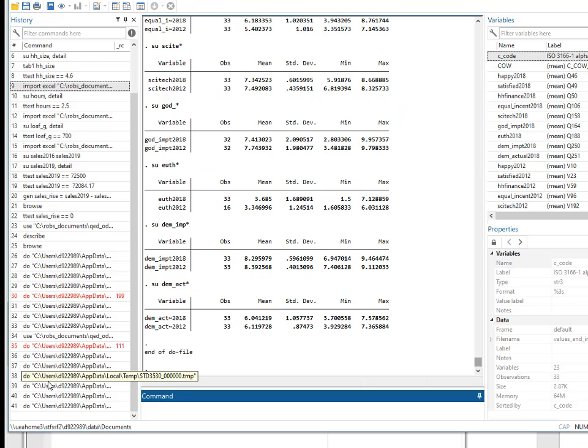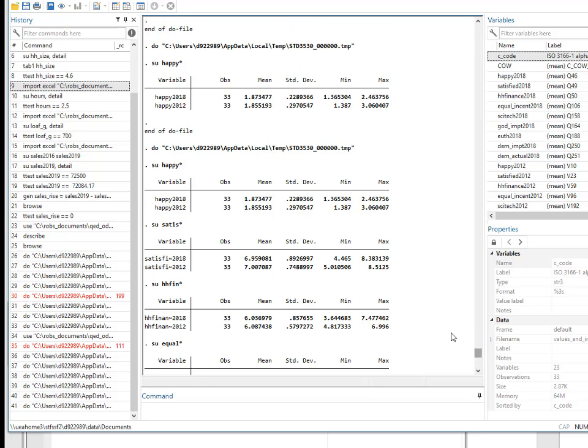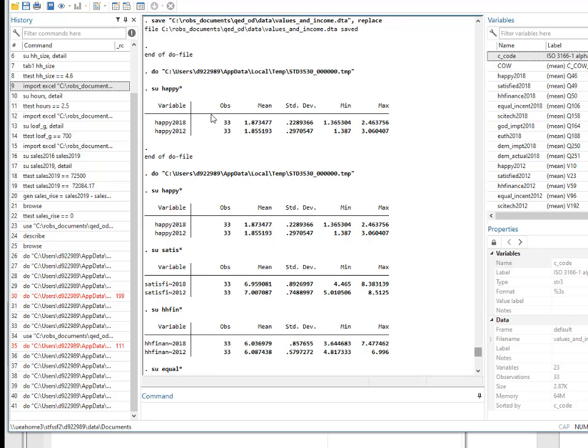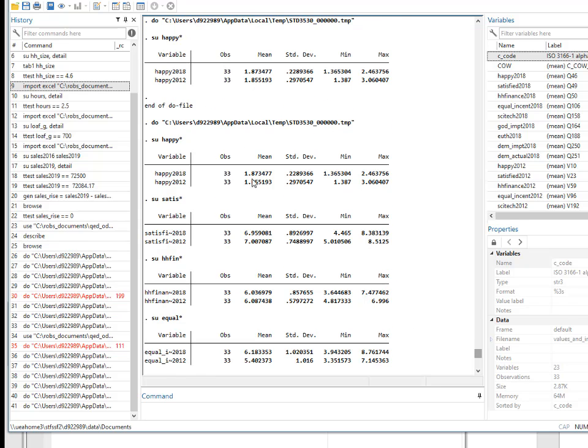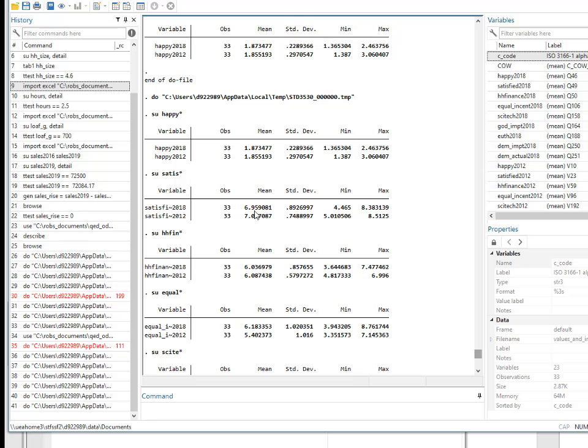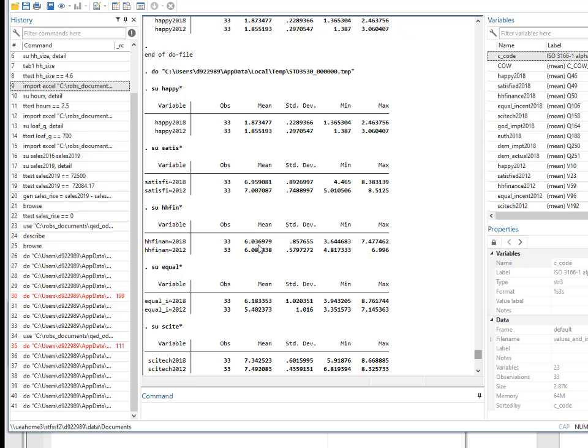Back in the results window. So where does it look as though there's some evidence that values are changing? So that's the happiness one. We've done it twice, never mind. So happiness, there's a slight increase maybe. Satisfaction, an even smaller increase, 0.05. Household finances, people slightly less happy with household finances. So an increase in happiness, a slight decrease in satisfaction, and almost no change really in household finances.